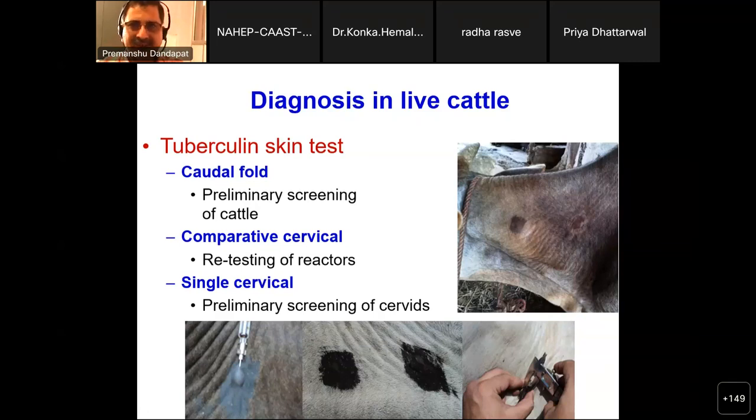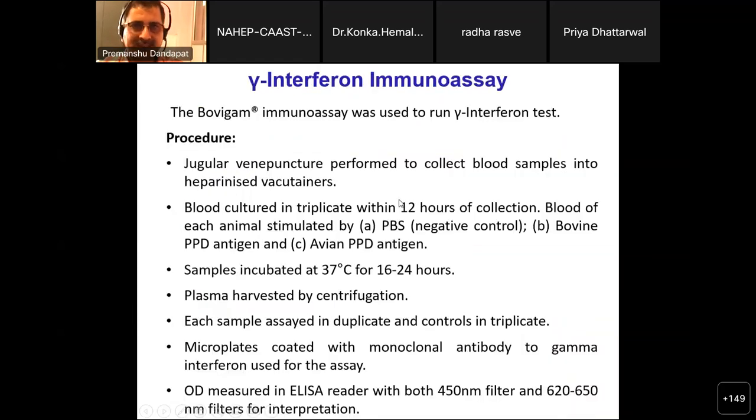Try to follow it. If the difference of the skin thickness is more than 4 millimeter, then it is positive. If it is 2 to 4, then it is doubtful. Those animals can be retested after 8 weeks of the first testing. And if it is less than 2 millimeter, then it is negative. Caudal fold test, we are not following. It's mostly followed in the European countries.